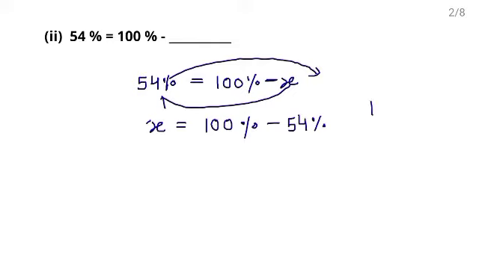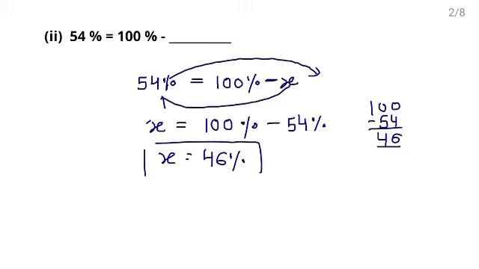So 100 minus 54, 10 minus 4 is 6, 9 minus 5 is 4. So the value of x is 46%. Clear? This is your answer. So write here 46%.